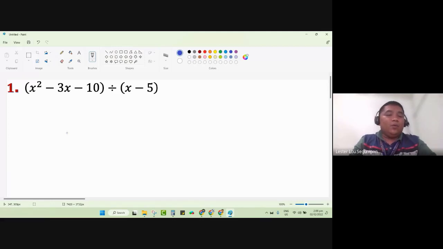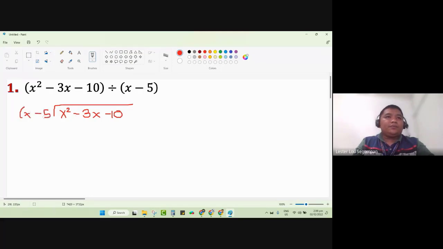So let's start with number 1. To divide this trinomial by a binomial, the first thing we need to do is to come up with the expression following your long division in your elementary years. That would mean we are going to draw this expression where we place our dividend and our divisor outside. So we are going to solve for this expression step by step.